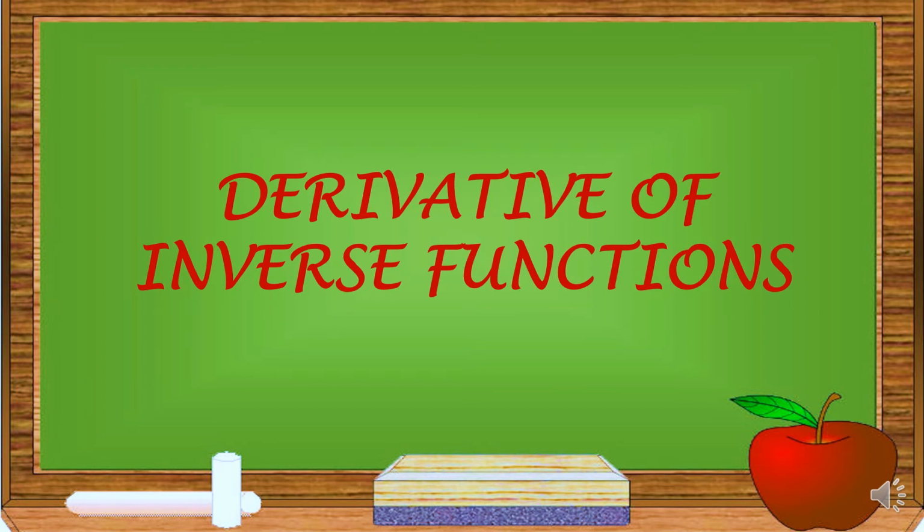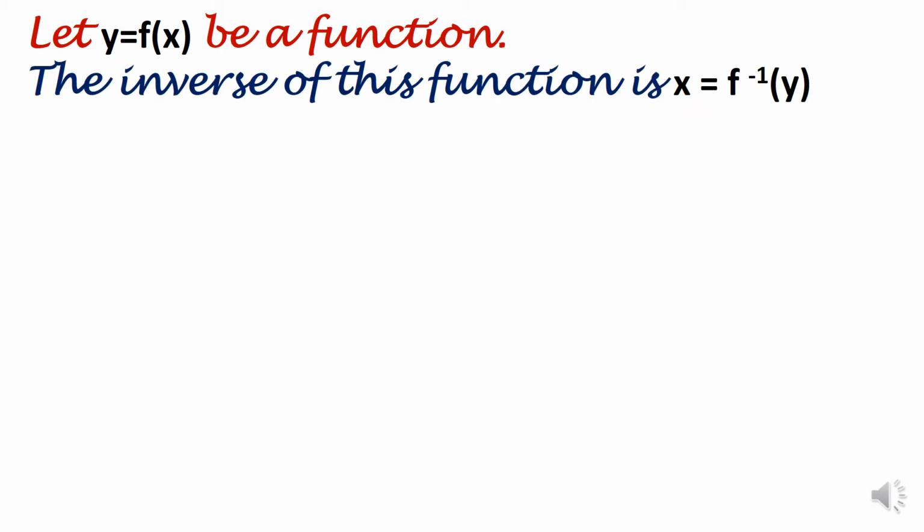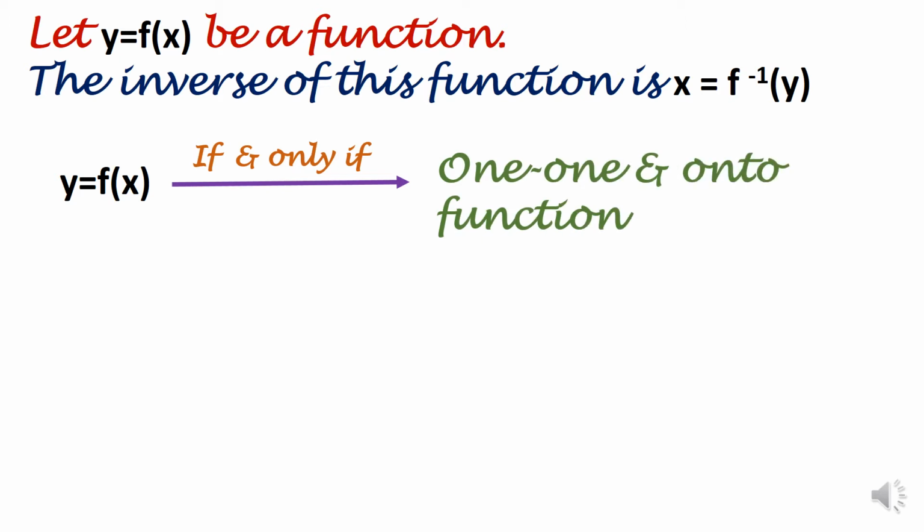Hello students, let us see the derivative of inverse functions today. Let y is equal to f(x) be a function. The inverse of y is equal to f(x) is given as x is equal to f inverse of y. Now, y is equal to f(x) has an inverse if and only if a particular condition is obeyed. That is, if and only if y is equal to f(x) is a 1-1 and onto function.